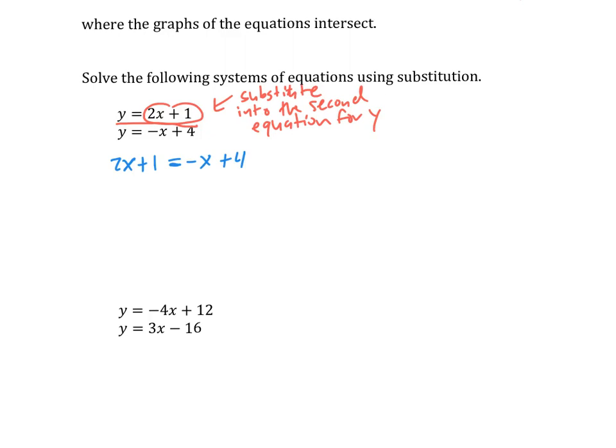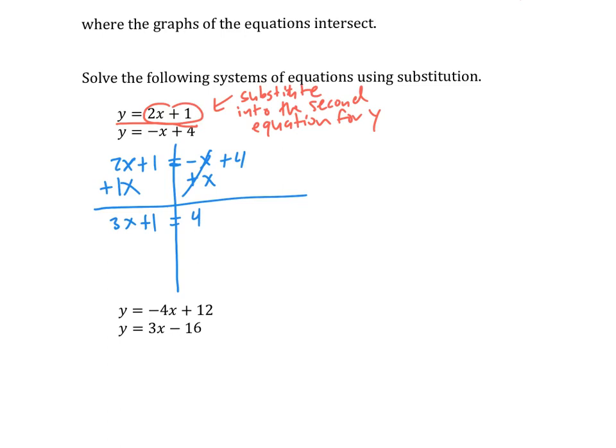So here we go. First thing we want to do, if we have variables on both sides, this goes way back to solving equations with variables on both sides, is get all of our variables on one side and all of our constants on the other side. So I'm going to take this negative x and add x, which will cancel out that x there. But if I add x to that side, I have to add x to this side as well. Then I'll end up with 3x, because this is a 1x, remember, plus 1 is equal to 4.